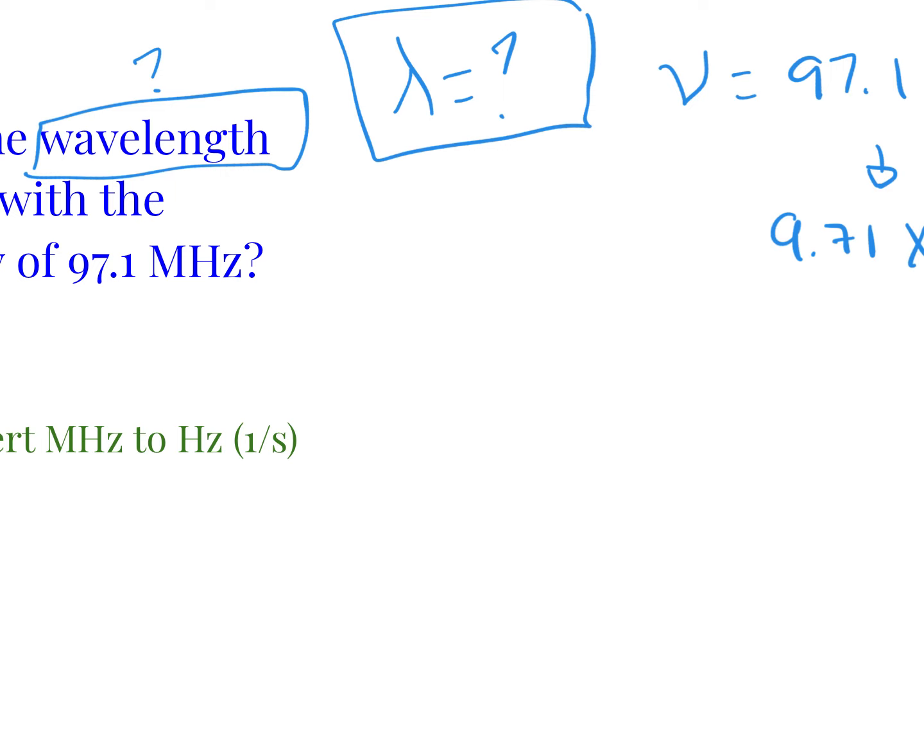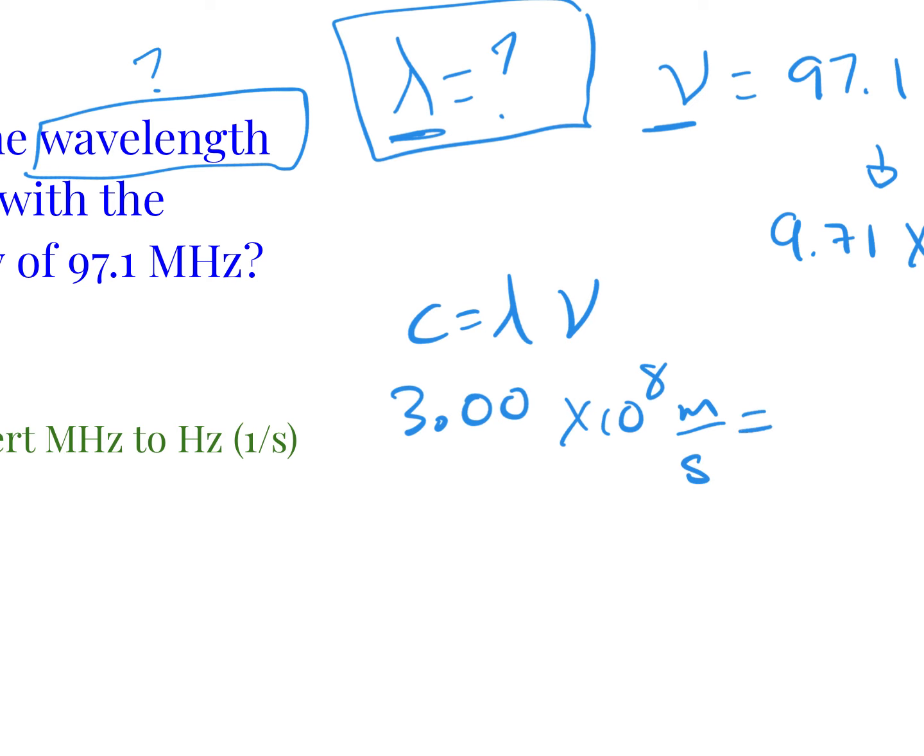So with that, we know we have to have an equation that has lambda and nu in it. So the only one that has those two as the main is c equals lambda nu. And remember, this is always a division problem. c, you should know, is the speed of light. So let's plug that in. We don't know wavelength, so we're going to darken that. That is our unknown.